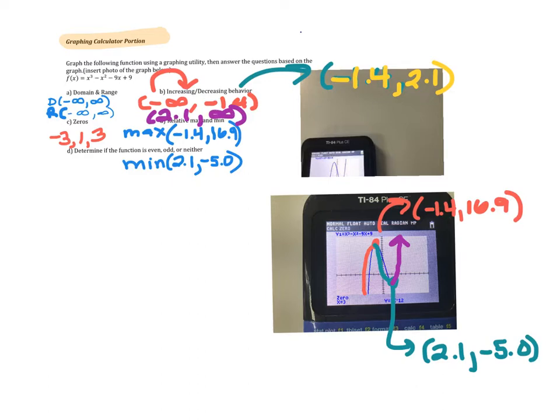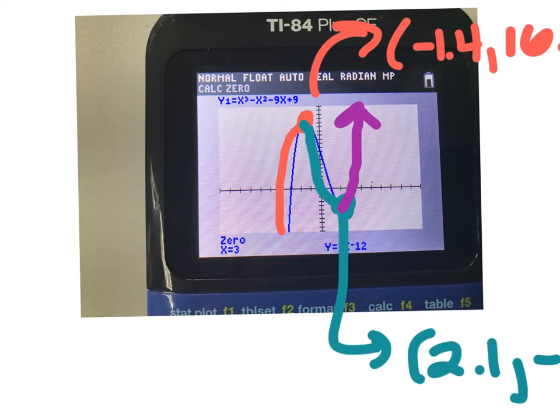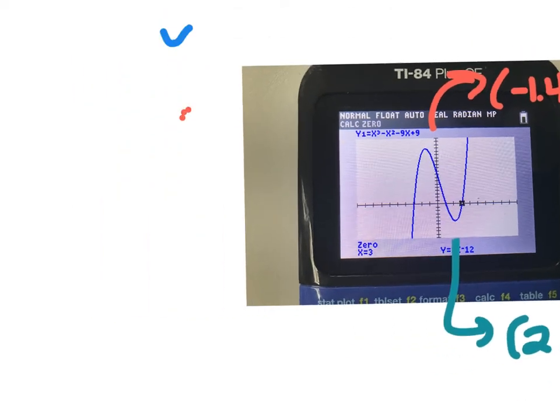Symmetric to the y-axis. Is this graph, can I fold this over at the y-axis and have it overlap? Nope. So it's not symmetric to the y-axis. Okay. How do I know if it's odd? Symmetric to the origin, right? So can I fold this top and bottom and left to right, or along either my y equals x or my x equals y line and have it overlap? No. Okay. Which means that this is neither.